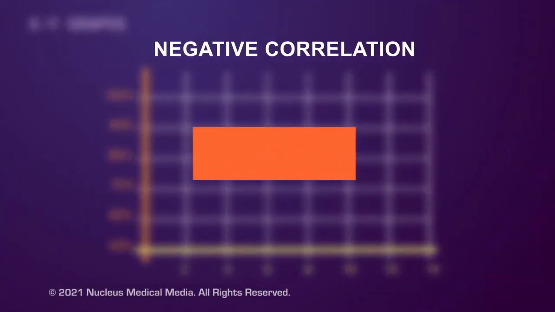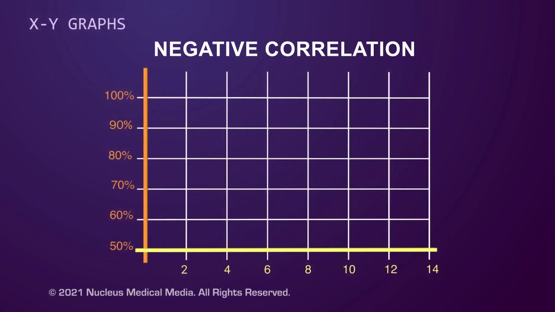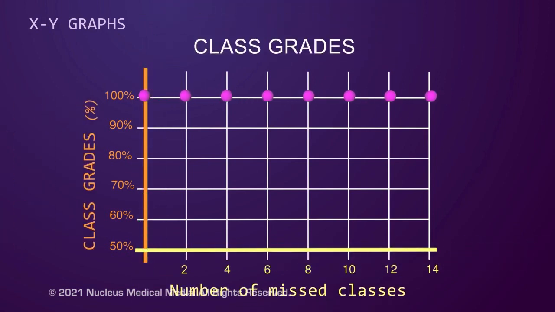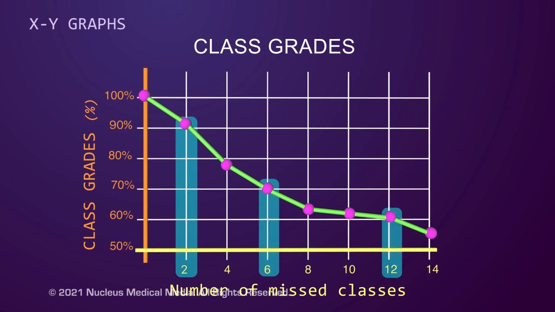So, what is a negative correlation? In a negative correlation, one variable goes up while the other goes down. Here, we're showing how class grades might go down as the number of missed classes goes up. So a line connecting the data points will show a downward trend. Remember, variables are negatively correlated when one value is increasing while the other value is decreasing.